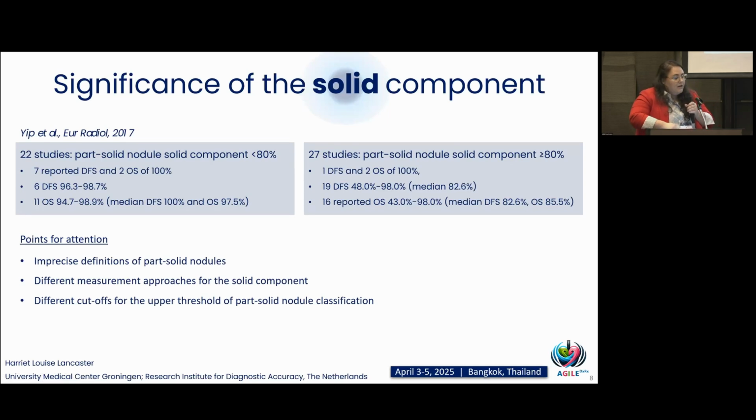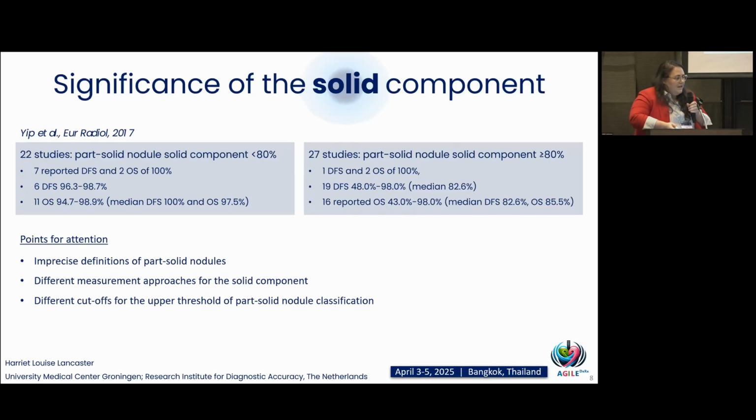Whereas if you look at the other studies which had a part solid component above the 80%, you see that the disease-free survival and the overall survival starts to decrease. As low as 48%, 43% there, but actually that median is still quite high for these cases. But what was really nice about this paper is it highlighted the points going forward where we need to pay attention. This is something we can be working on as a group.